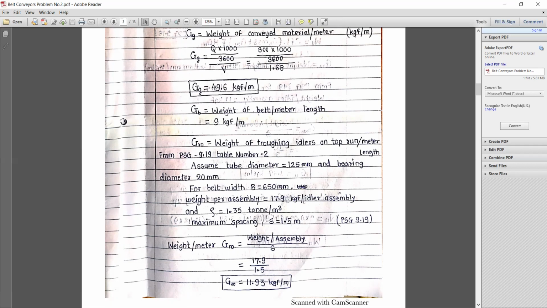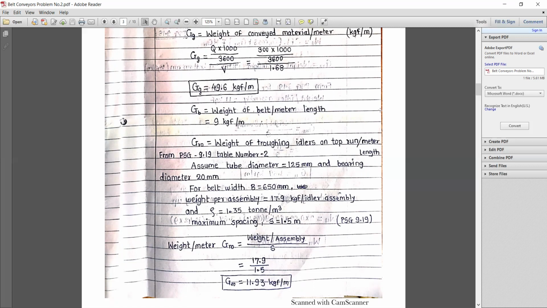For the belt width, B is equal to 650. The weight per assembly is 17.9 kg per idler assembly. Rho, as we have already noted down, is 1.35 ton per meter cube. And the maximum spacing, referring to PHE 9.19: for upper run it is 1.5, and for lower run it is 3 meter.